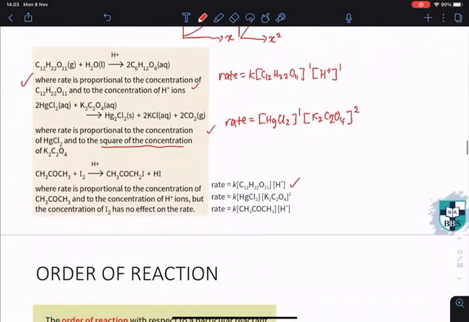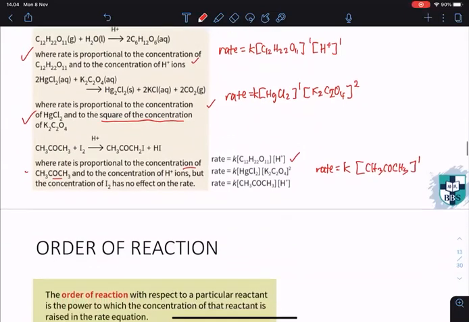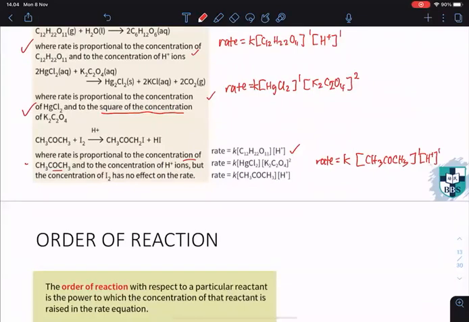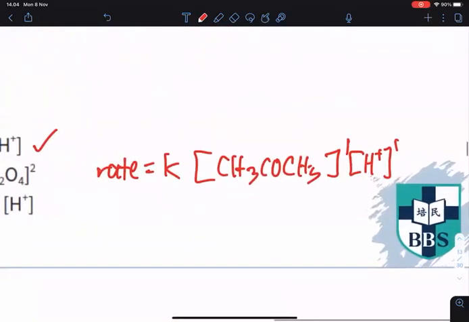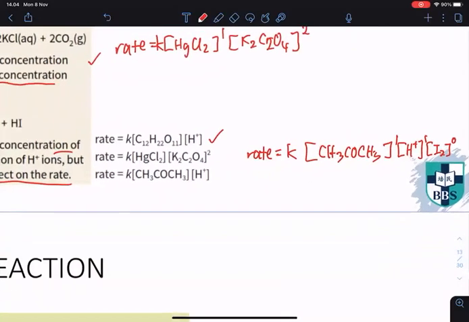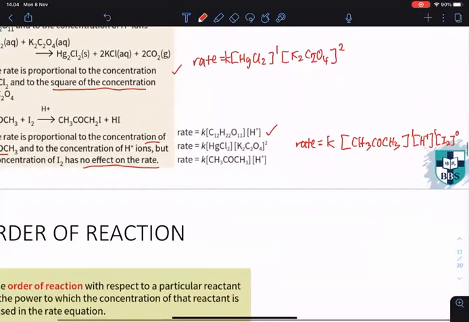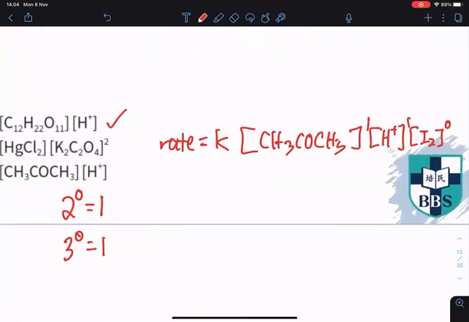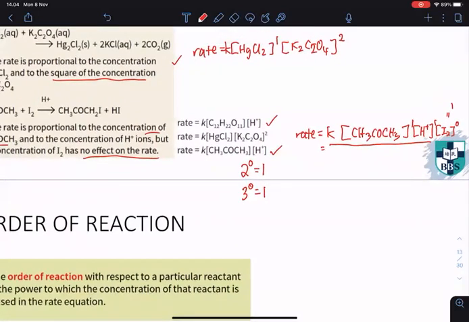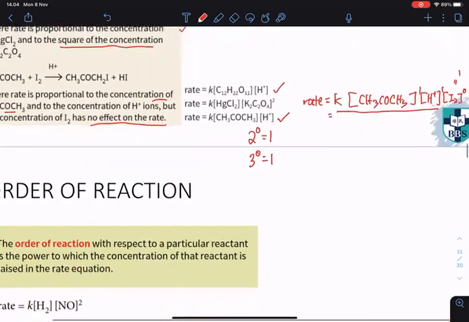If you look at the third one, they say it's proportional to the concentration of this, so you just put rate equals k. I forgot the k here. Then you put proportional to CH3COCH3 to the power of 1, and proportional to the concentration of H plus, H plus to the power of 1, and I2 has no effect, so you put I2 to the power of 0. Why 0? Anything to the power of 0 is 1. 3 to the power of 0 is 1. So if you put 0 over there, it means this factor is actually 1, and you only write the rest. I hope you understand this. If you don't understand, we will move on, and there will be more explanation to follow.